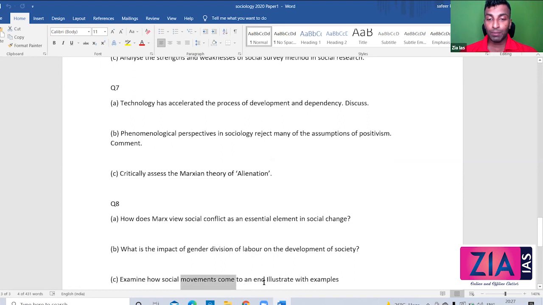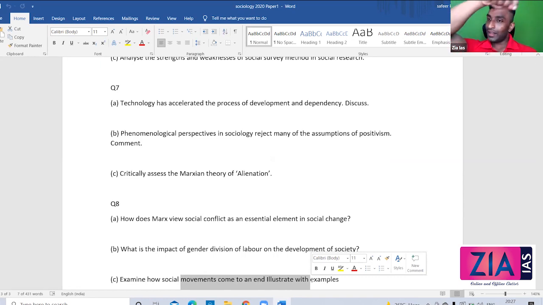Examine how social movement come to an end, illustrate with example. We know the life cycle of social movement. We know how it will come to an end, either by achieving the goal, it will come to an end, or death of the leader, or it may be suppressed. Okay, sudden ending, abrupt ending, normal ending, rejuvenation, all these stages I know. So question number 7, very clear for me.